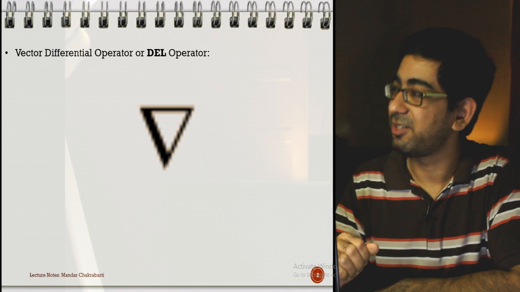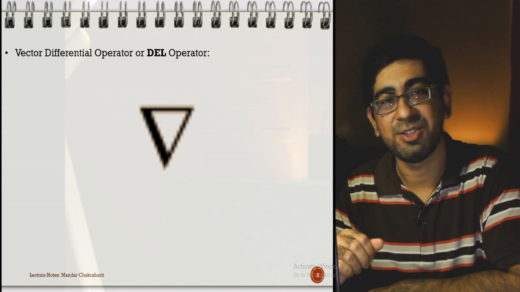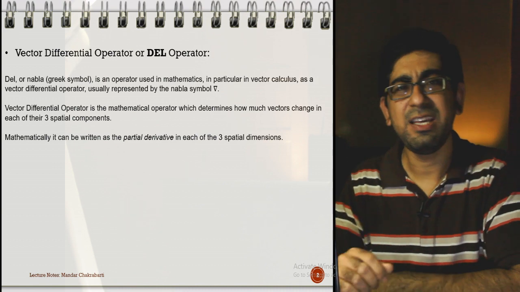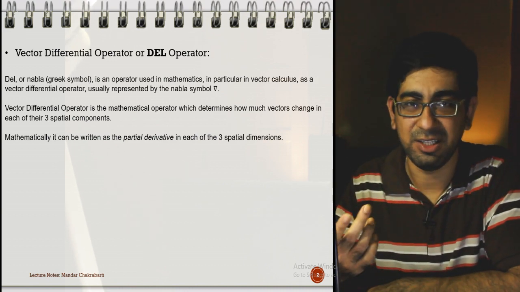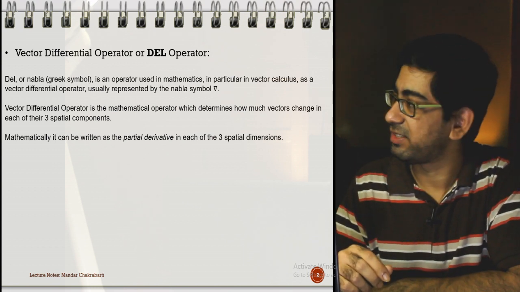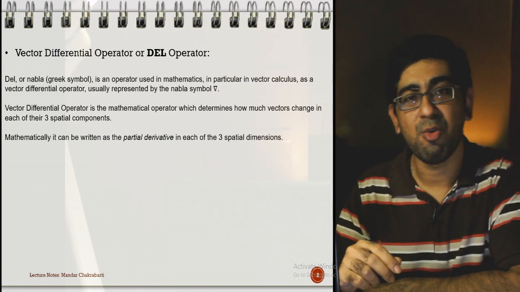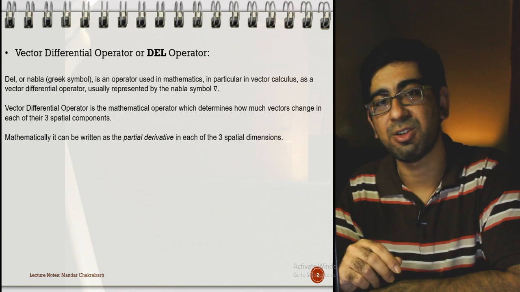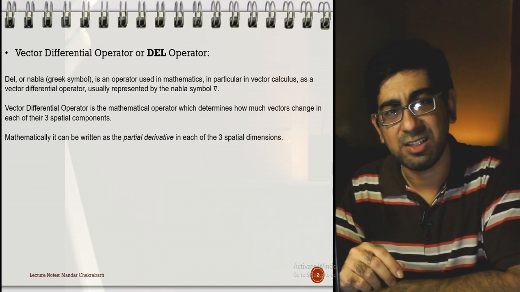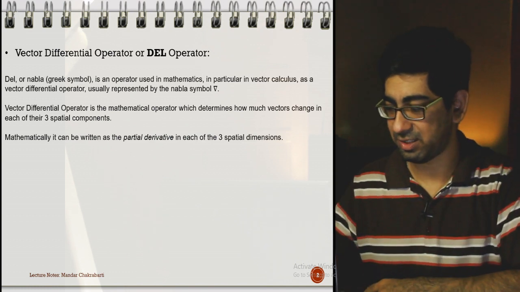Now, this little inverted triangle is known as the vector differential operator. So the vector differential operator or del operator is basically a Greek symbol. In the Greek symbol, it's known as the nabla. The vector differential operator is used in vector calculus and it determines how much a vector changes in each of the three primary directions. Didn't really understand? Well, let me try to again help you visualize the concept.